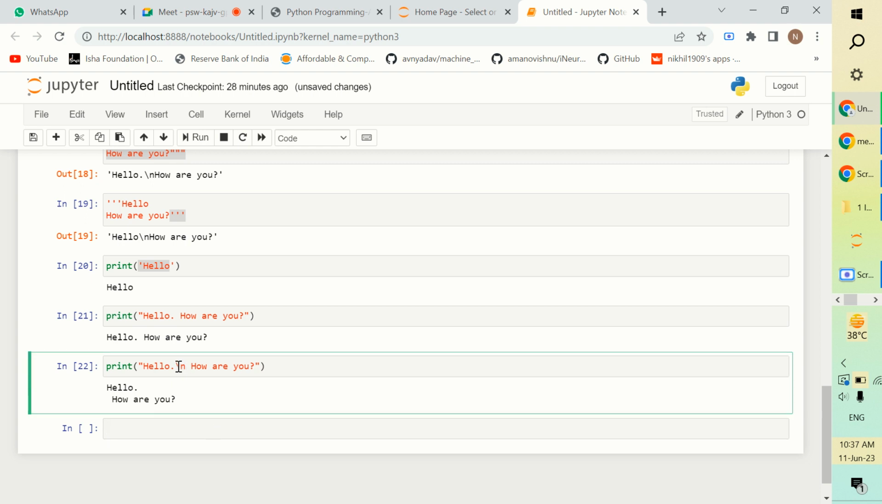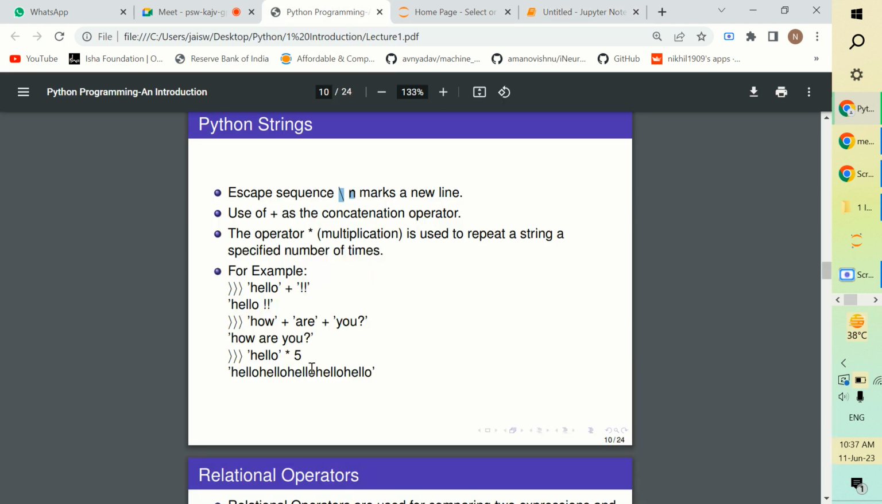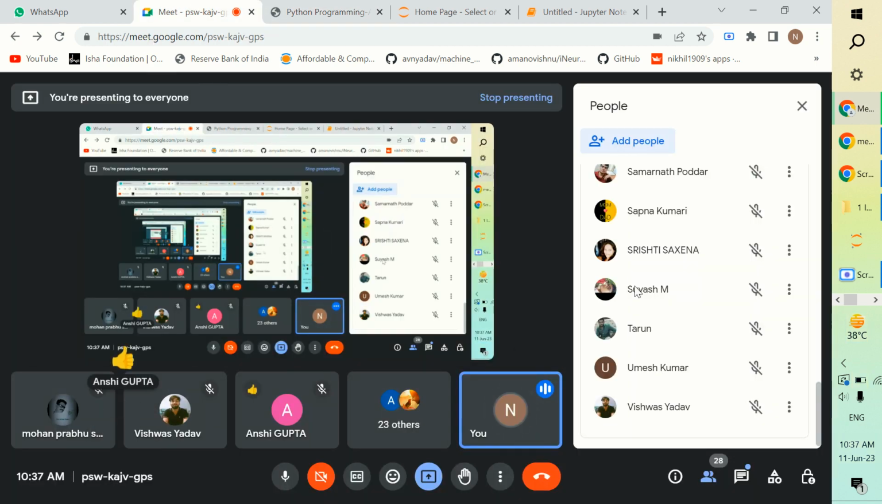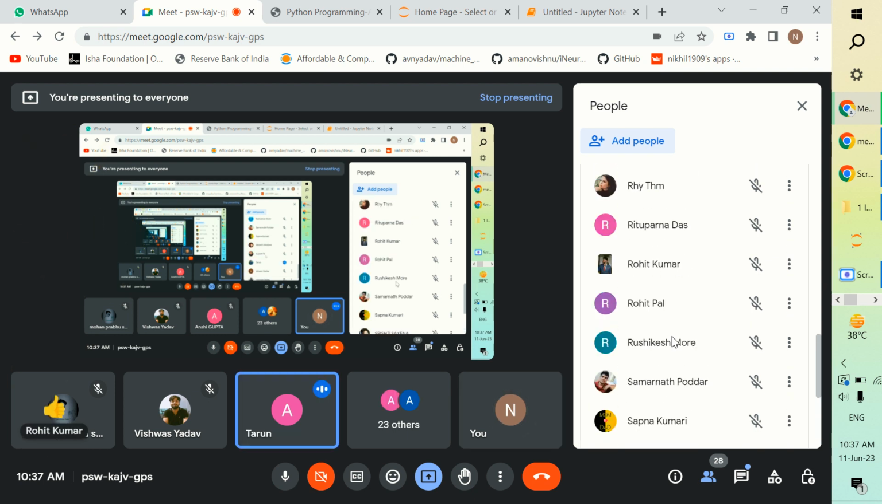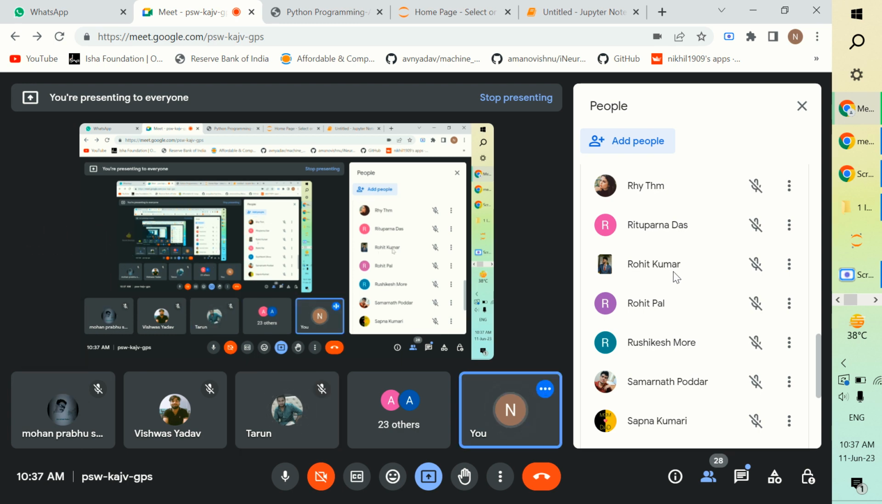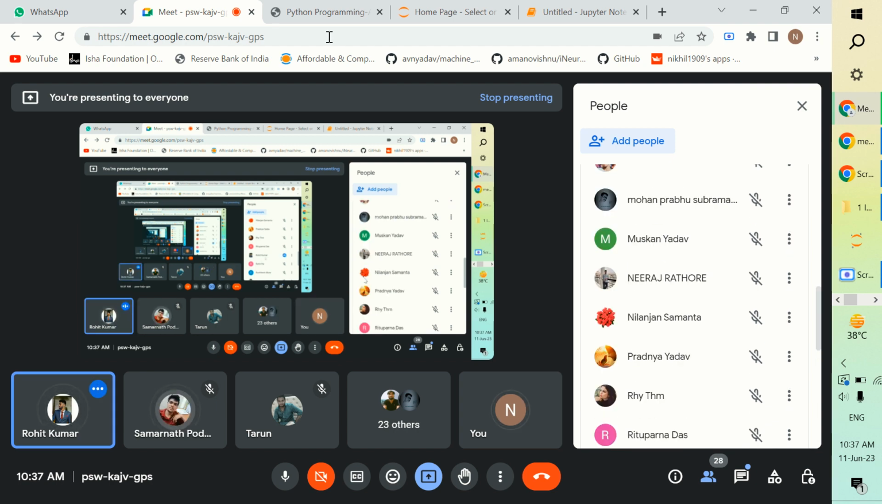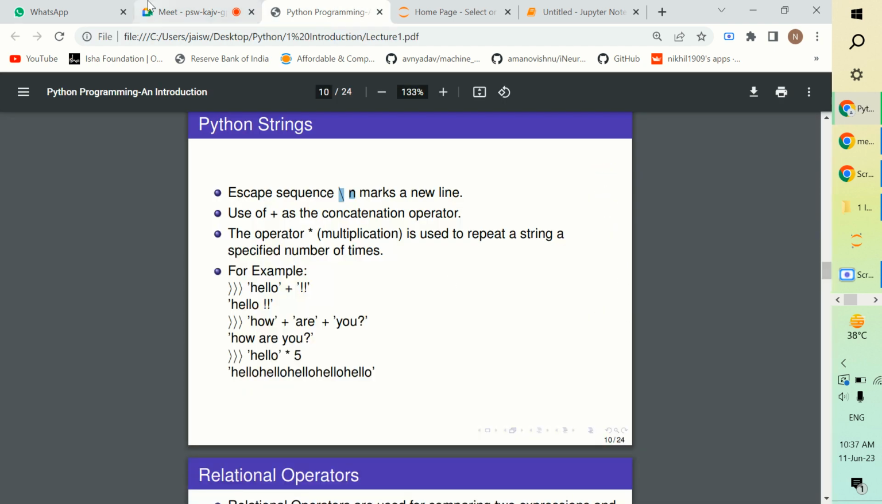Okay, so this backslash n operator is clear to everyone. Yes, Suyesh, Tarun, backslash n operator is clear. Yes, sir. Okay, Rohit Kumar. Yes, sir, clear. Okay, if you have a doubt anywhere, ask immediately.